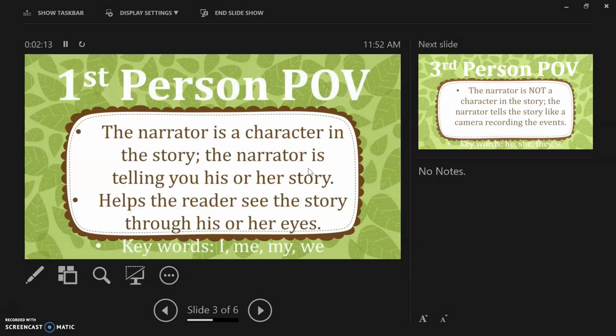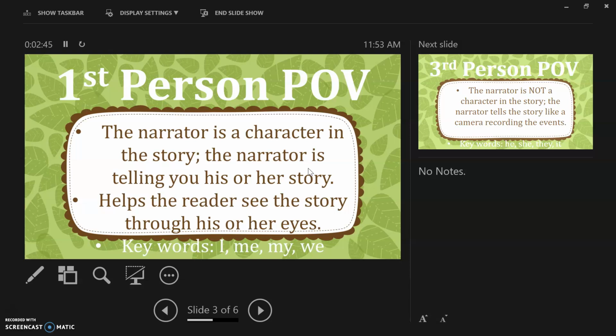First person point of view. If it's first person, it's where the narrator is the character. So let's just say I'm telling you about myself, and I'm saying, I went to school Saturday with my son. I'm talking about myself. I'm involved. I'm a character. And I'm using I and my. That lets you know it's first person.